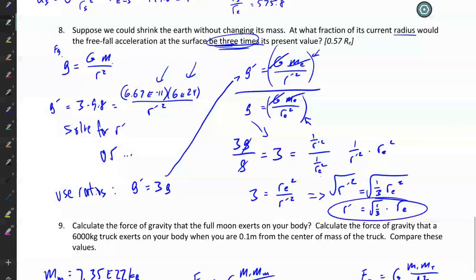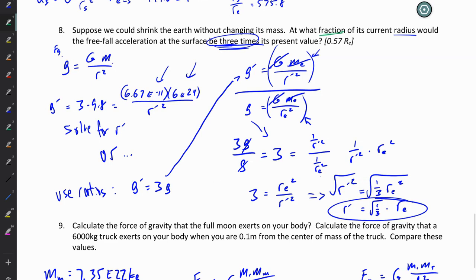And then we've got a proportional reasoning kind of question. If you're going to change some stuff, how is that going to change some other stuff by a proportion rather than a specific value? We're looking for a fraction. So suppose we could shrink the Earth without changing its mass. So we're going to take the same mass of the Earth, but make it more dense. We're going to squeeze it into a smaller size.